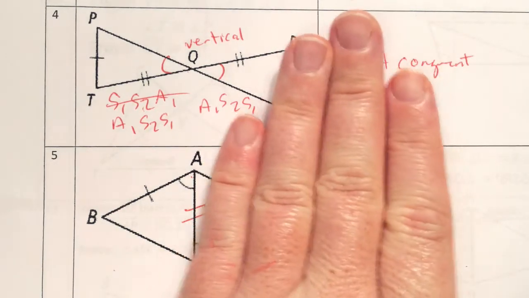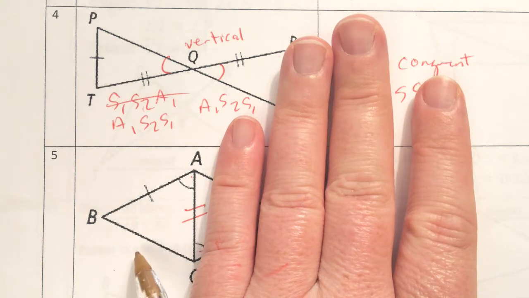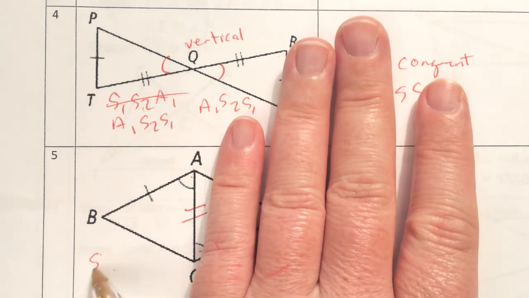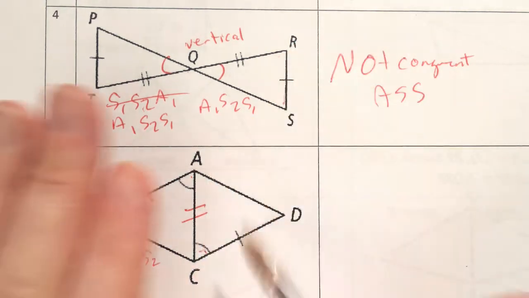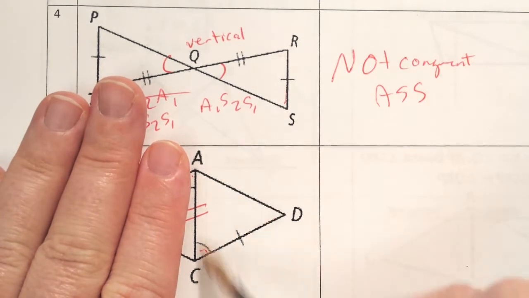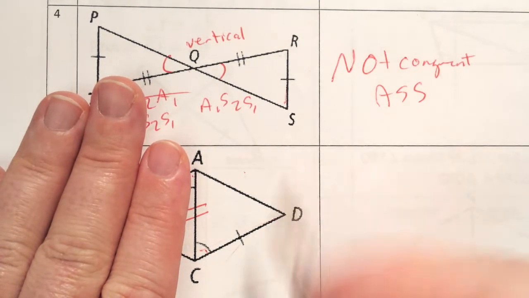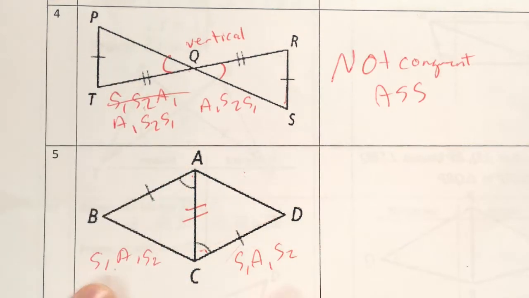All right, I'm going to cover up one of the triangles. What do I have more of, angles or sides? Sides. So I'm going to go right here. Let's go in a circle. I get side 1, angle 1, and side 2. All right, over here, what do I have more of, angles or sides? Sides. So I start here, go in a circle. I get side 1, angle 1, side 2. Do they match? Yes, they do.